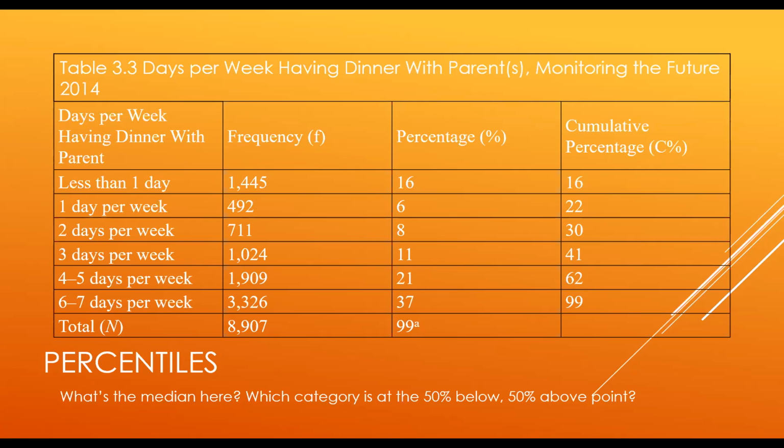Okay. And now what is the percentile? So if I look here, this is the cumulative percentage, right? So this is 16% less than 1 day, and then it's 6% for 1 day. So cumulative, you're adding those together, it's a 22. So which category is at the 50th percentile or below?